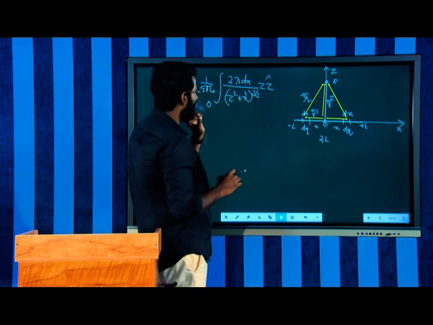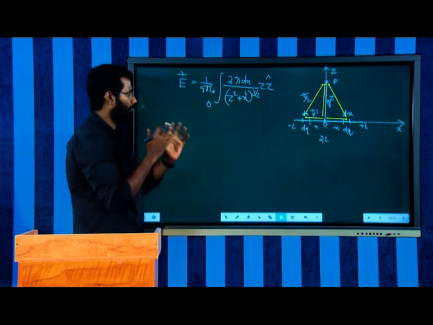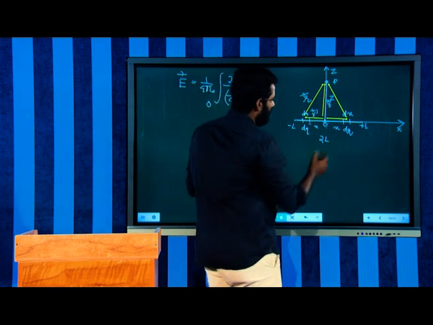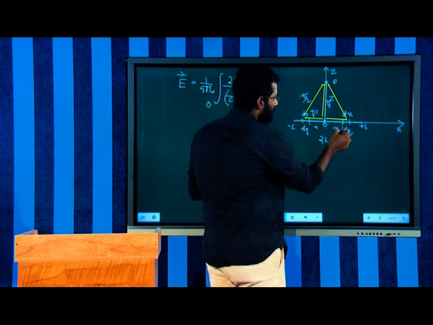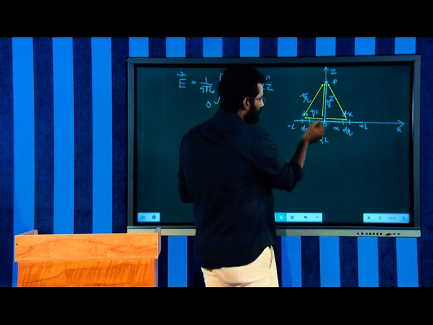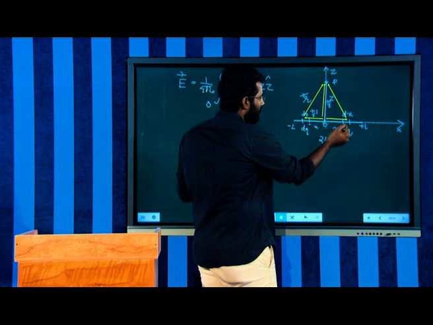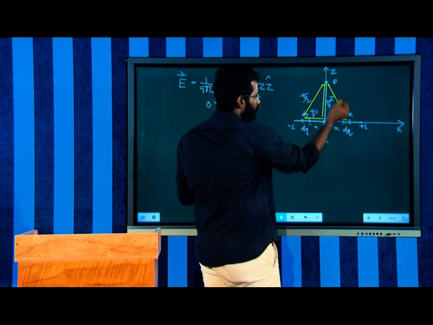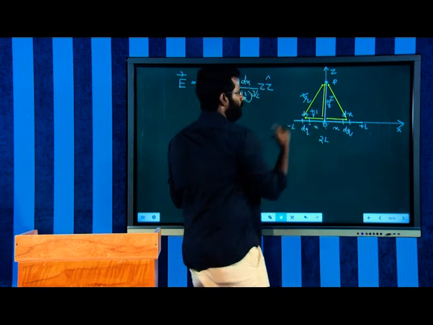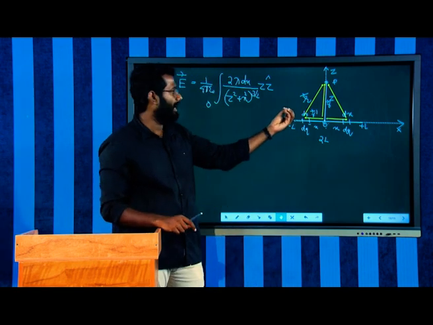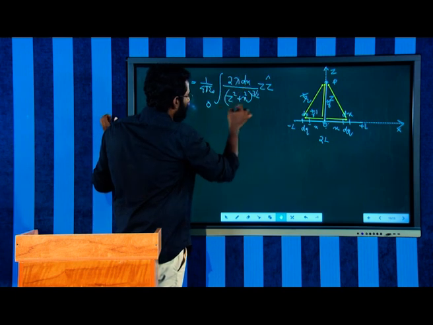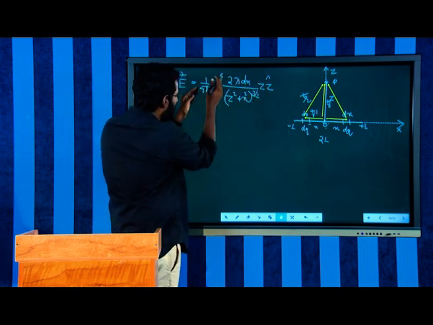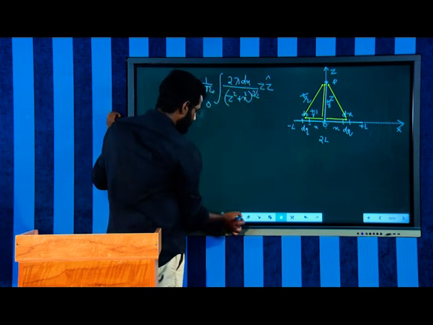What does this integral mean? How do we get it? Let us see. We had considered a small dq here and another dq here, and due to these two small charges we found the electric field due to this dq and this dq, and we summed it up. That sum is here, and without the integral symbol we can read it.